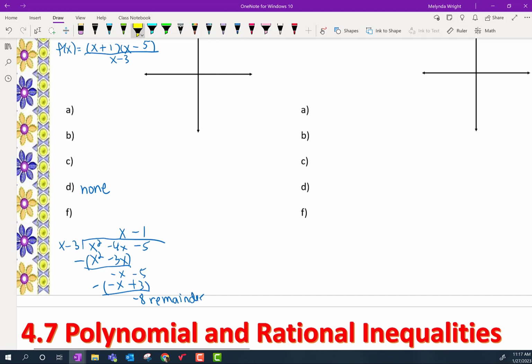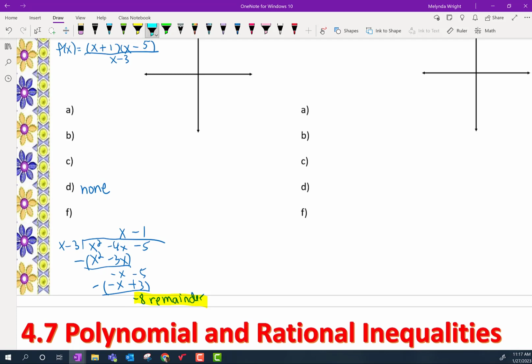This is the remainder. And when we're finding slant asymptotes, we really don't care about the remainder. I know it hurts their feelings. I hate to say that we don't care about it, but we don't. It doesn't impact us whatsoever.